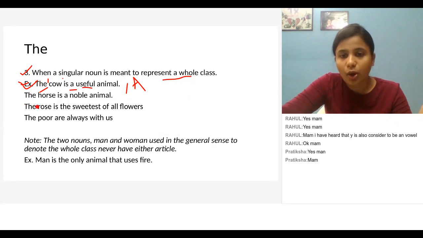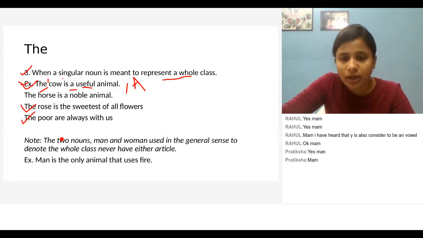Again, the horse is a noble animal. The rose is the sweetest of all flowers. The poor are always with us. In these cases, we'll have to use a the, okay? The poor, the rich, the innocent, talking about all the people who are poor or all the people who are rich.